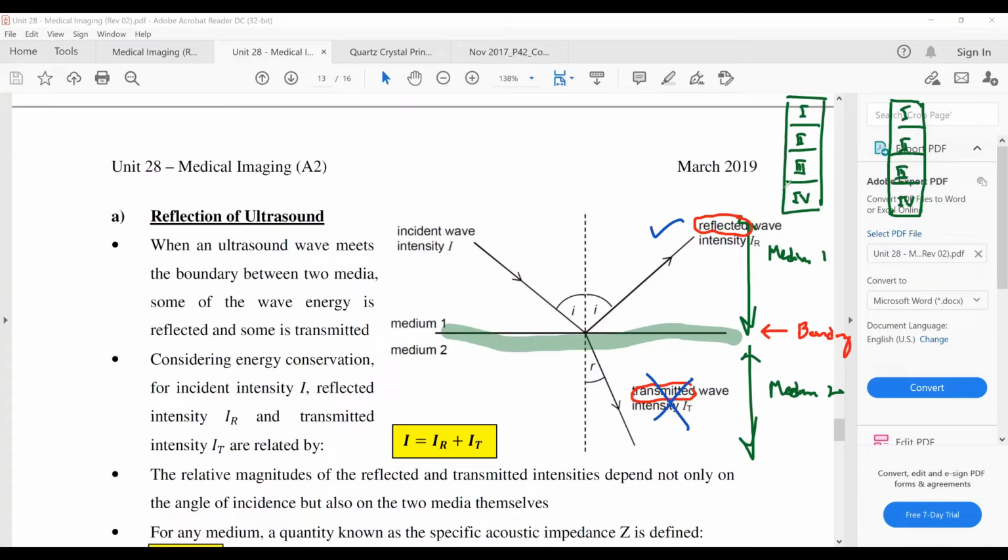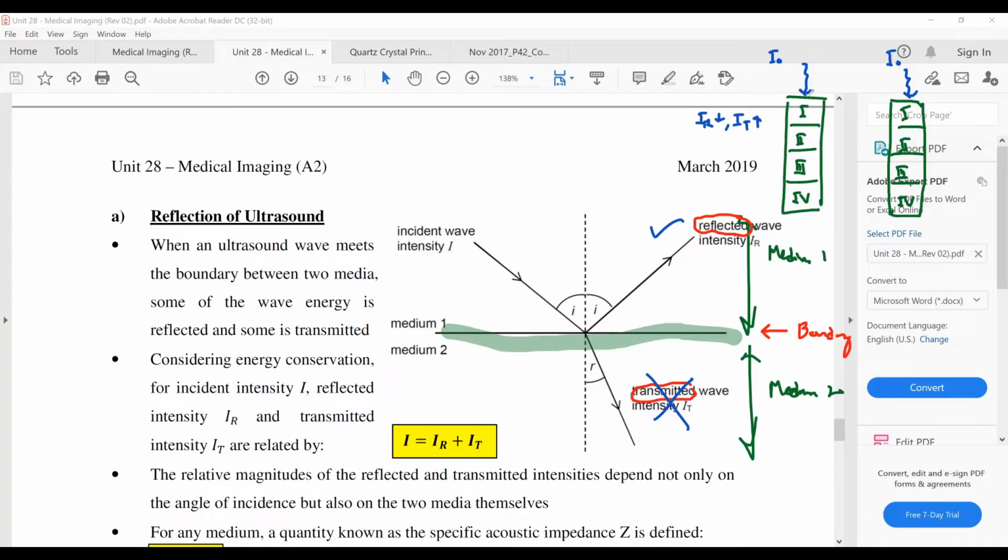If I want to be able to scan all 4 of these mediums, you need to have an ultrasound incident on the medium. It could be that maybe this one is your initial intensity of your ultrasound. If your IR, your intensity reflected, is small, that means your intensity transmitted is big. That means it can travel much deeper into your body structure.